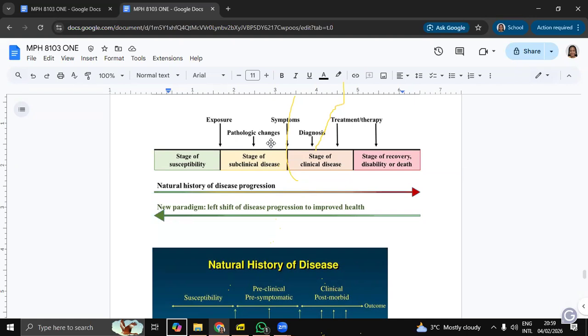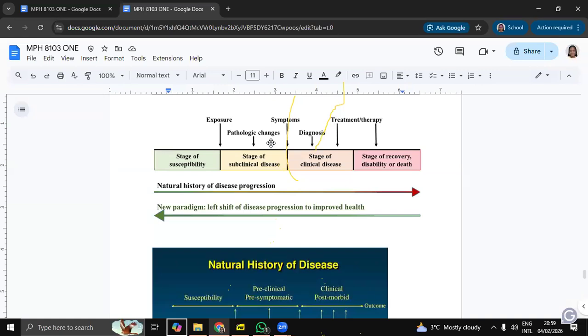Now, from clinical disease, there's what we call the stage of outcome. Ignore what is written here. It is called outcome. That's the next stage. And this outcome can take different forms. Outcome is like the final stage. What are the different forms it can take? We can give treatment, we can treat the person, and the person will completely recover. That's one outcome. So we'll be happy that the person has completely recovered.